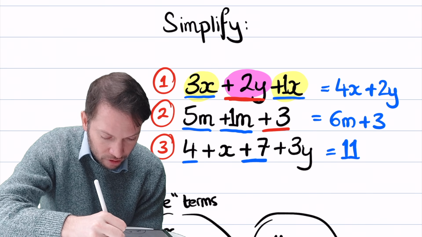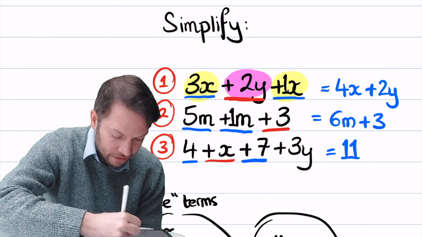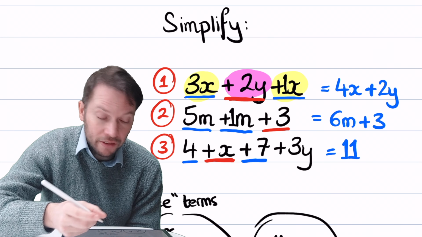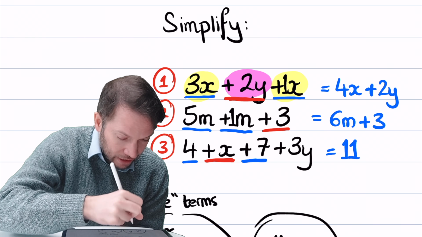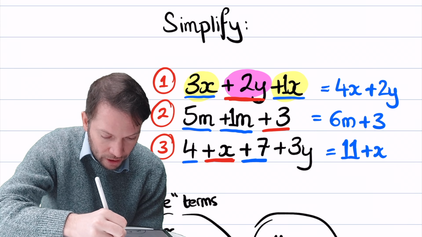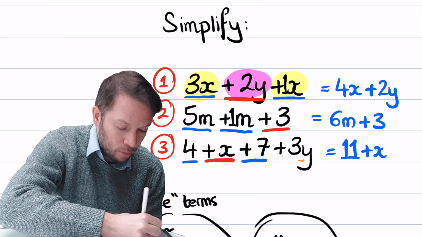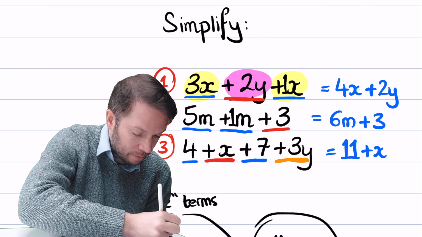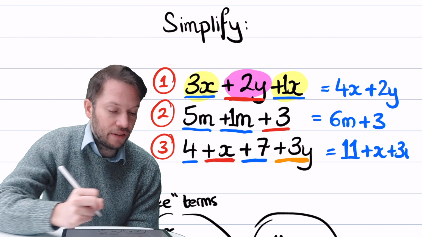What about the next term? We've got this x here, the plus x, with the plus in front of it. Is there another x term? No, there isn't. So I'm just going to put the plus x here at the end. And then what about y terms? I can see I've got the plus 3y. There's no other y term, so we can't collect it with anything. So we're going to have plus 3y. And that is the final answer.